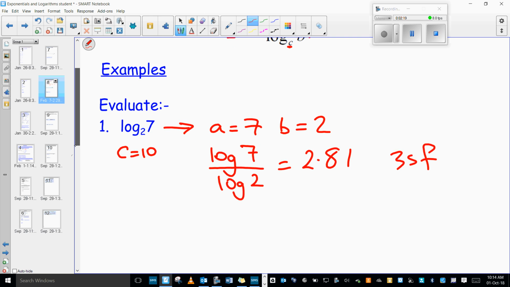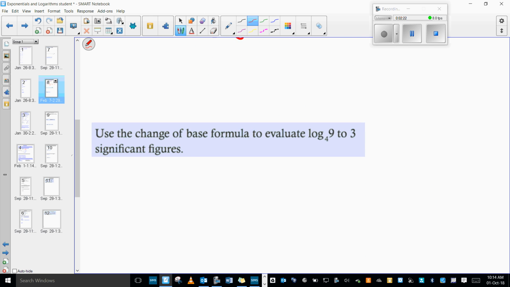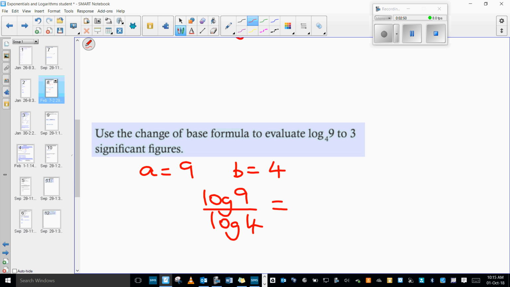Use the change of base formula to evaluate log base 4 of 9 to 3 significant figures. So this time our A is 9 and our B is 4. So we're changing it to base, it doesn't say which base, again, probably log base 10. So what would I write? Log 9 over log 4. Is it correct? Yes. Okay, so we've got 1.58.